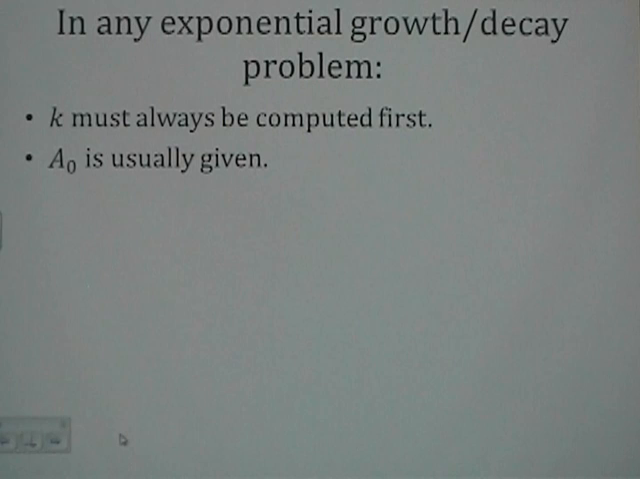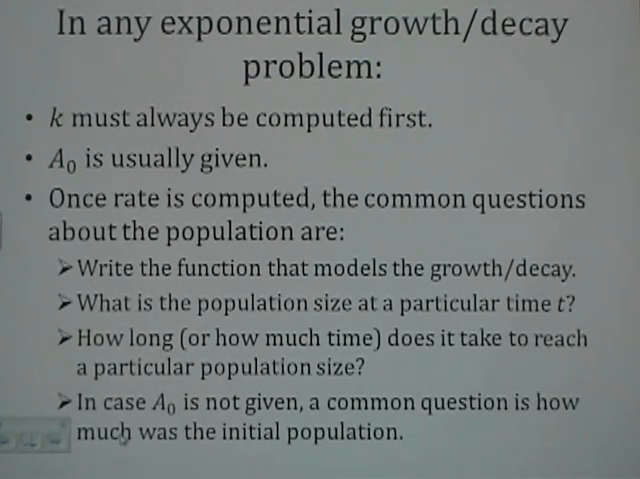Usually the initial population A sub 0 is given. So that's something that we can be released off a little bit. And then last thing, once the rate, which is the k value, is computed, we normally see the following questions about the population. So one of the big questions is always: write the function that models the growth or the decay. That's one of the common questions.